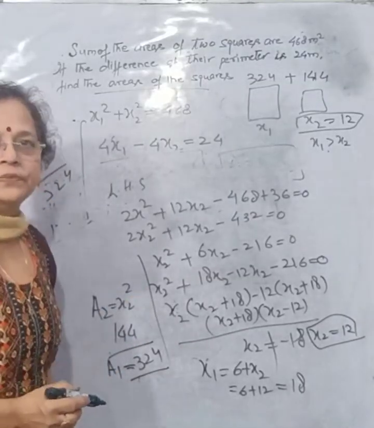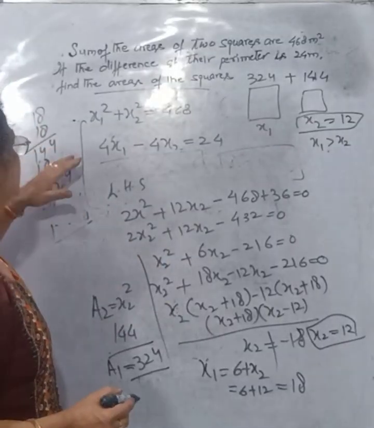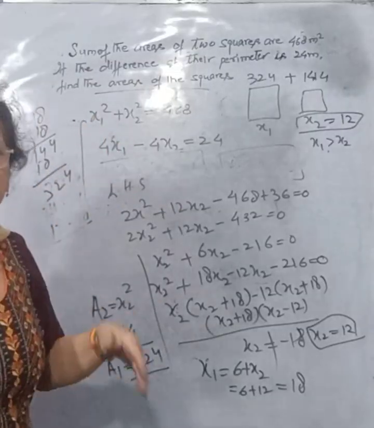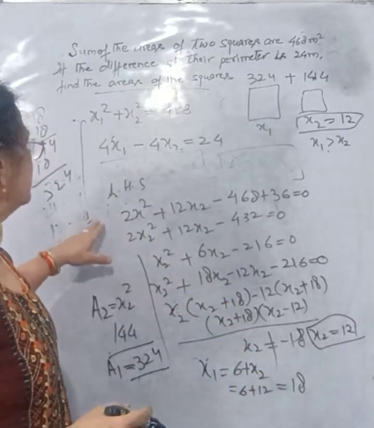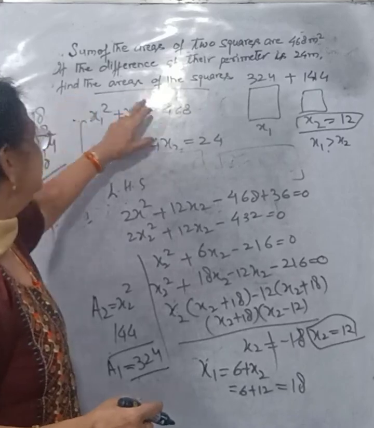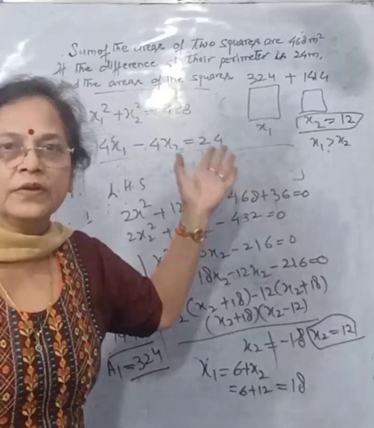This is the question, and this is the trick. You can also do it by putting the value of x1 in terms of x2 in the area equation, but that gets quite complicated. So in order to do it easily, it is easier to convert x2 in terms of x1.